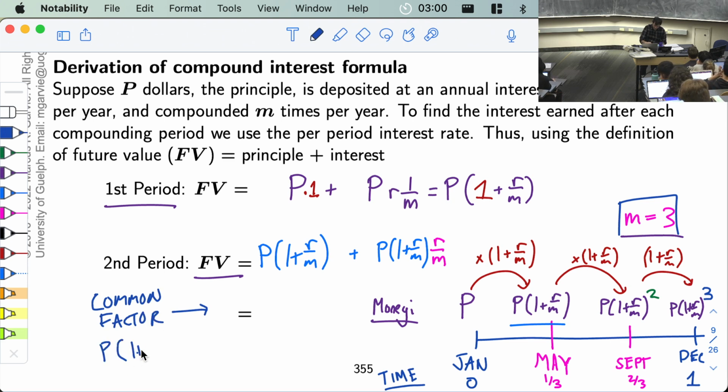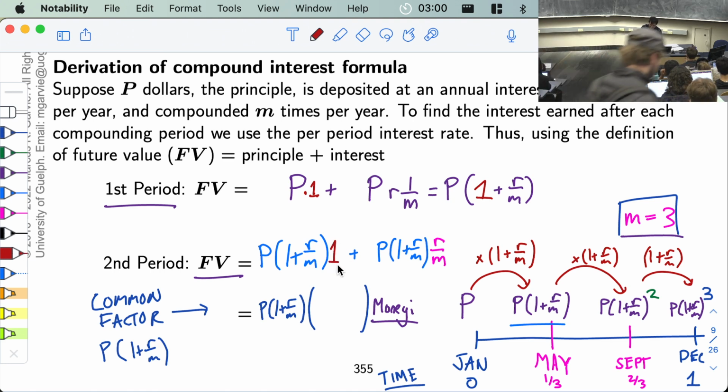P times 1 plus R divided by M, you get P times 1 plus R divided by M times something. To make the common factor really work, you should think of the first term as being multiplied by 1, right? It's P times 1 plus R over M times 1. So when you common factor out that P times 1 plus R over M, it's a 1 plus R over M. So I'll do that in pink to match that over there. So it's another 1 plus R over M. And now you notice you have 1 plus R over M twice.